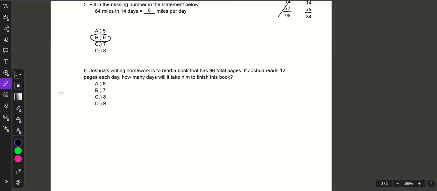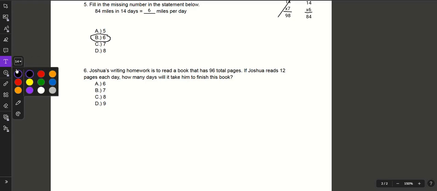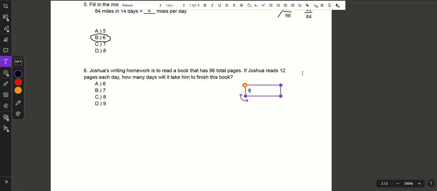Okay, last problem. Joshua's writing homework is to read a book that has 96 total pages. If Joshua reads 12 pages each day, how many days will it take him to finish this book? It's just like number 4 and 5. So I can divide 96 by 12. So I have to find out how many days it will take. So 96 divided by 12.